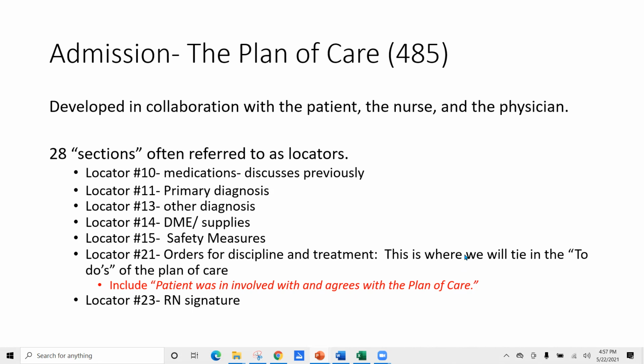So again, developing that care plan in collaboration with the patient, the nurse, and the physician. There's 28 sections within that 485, often called locators. And we're going to talk specifically about the ones listed here. And remember that it's a patient right that they're involved with and agree with the plan of care. So we need to document that in our orders as well.